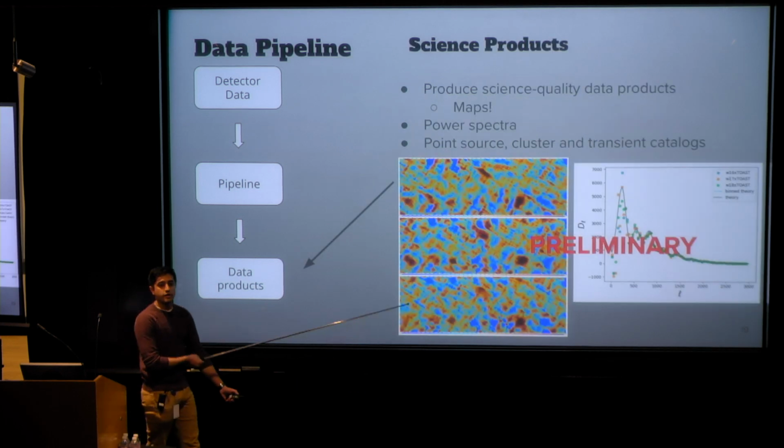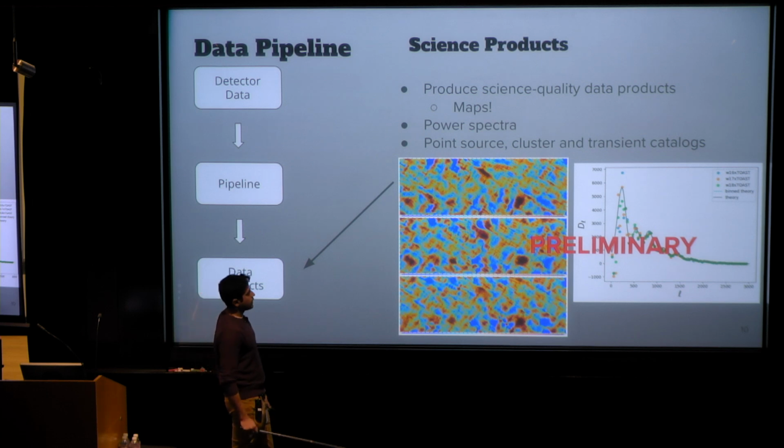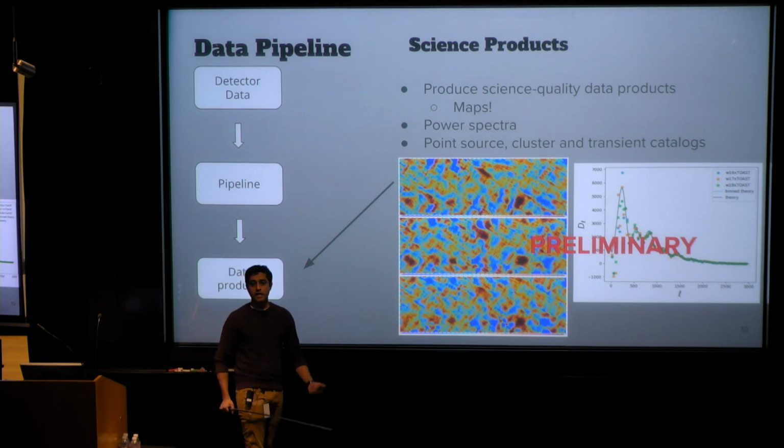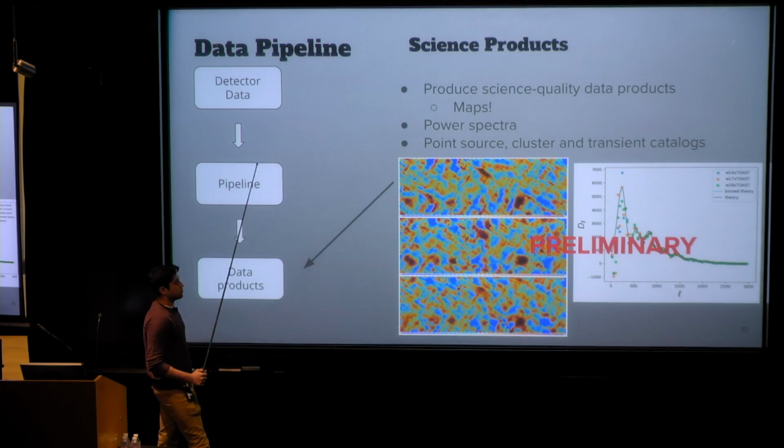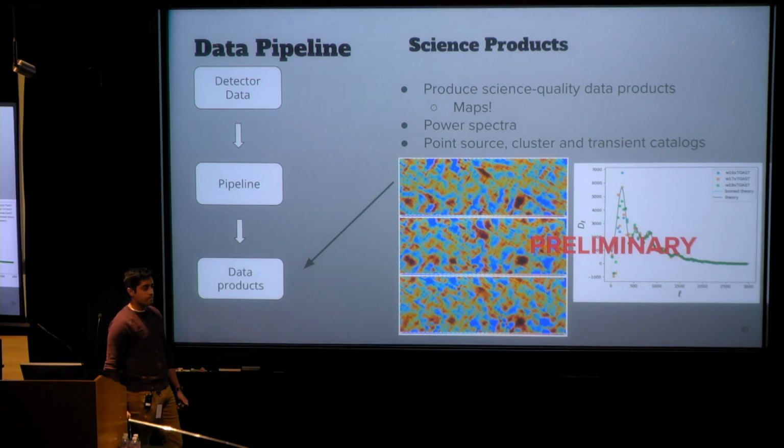OK, we've cleaned our data. The data looks great. Now what? Well, we have to start producing data-ready products. Otherwise, the scientific community doesn't really care what we're doing. So I think the easiest and most important product that we'll produce are maps.